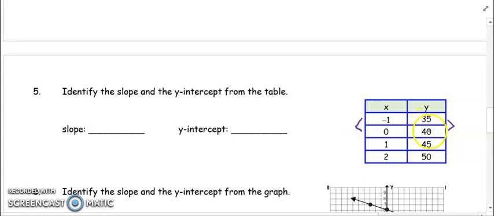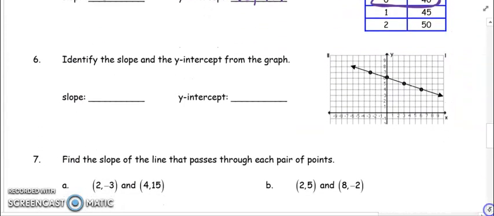So to go from 35 to 40, we added 5. To go from -1 to 0, we added 1. And keep in mind that when we are doing our slope, it's the change in y over the change in x. So 5 over 1 means our slope is going to be 5. And then for my y-intercept, the y-intercept is where x is equal to 0. If I look right here, x is at 0 and y is at 40. That y-intercept, again, is always a coordinate.